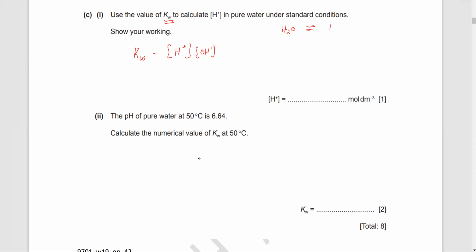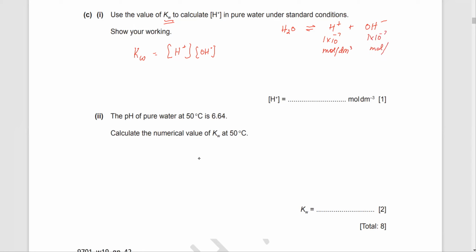When water ionizes, it produces 2 ions, which are H plus and OH minus ions. Now, you already know that the concentration of H plus in pure water under standard conditions is 1 times 10 to the minus 7 mole per dm cube. Very few H plus ions, and the quantity of OH ions is also exactly the same.